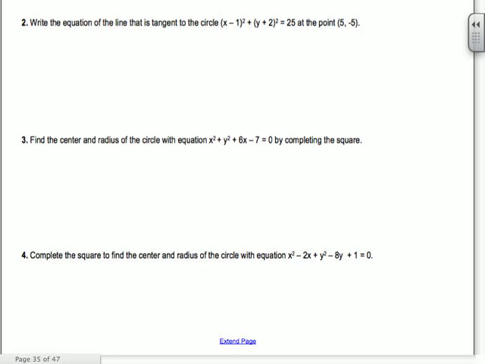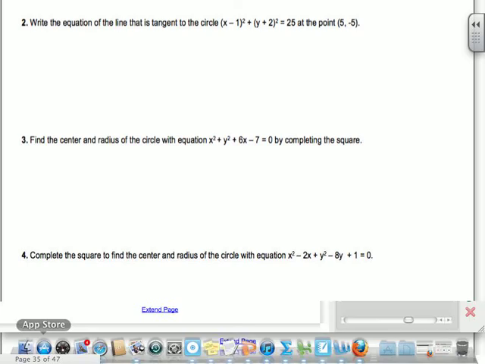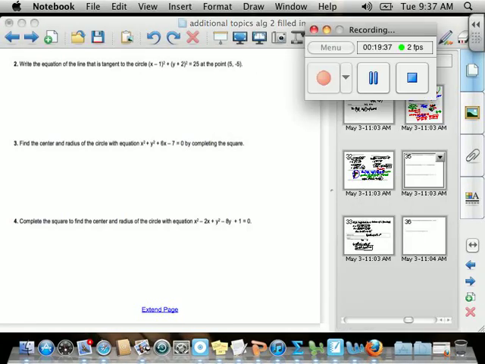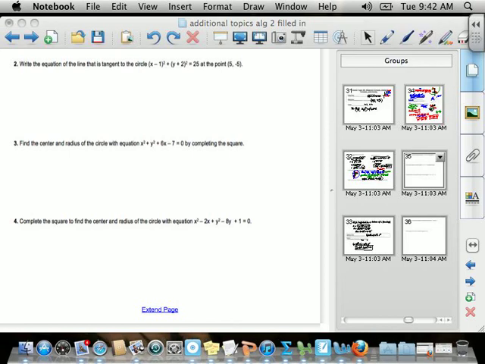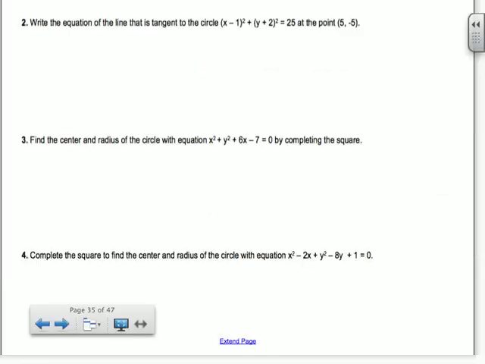So it says write the equation of the line that's tangent to the circle, x minus 1 squared plus y plus 2 squared equals 25 at the point 5, negative 5. So if you draw it out, I think it will really help you. You guys know the center of the circle. You can find the radius of the circle is 5, right? So draw it out. All right, so you need to sketch it out.